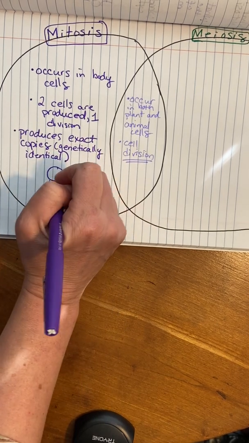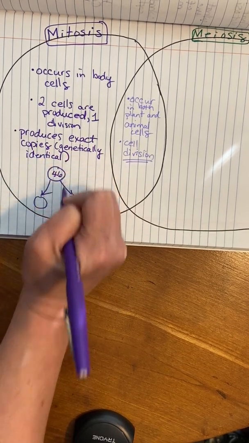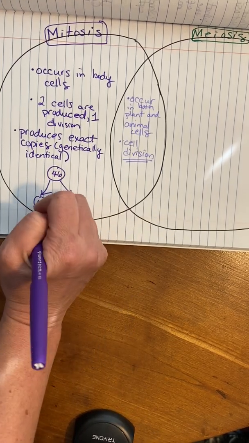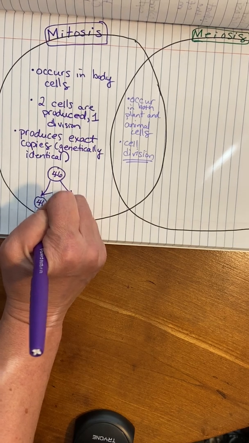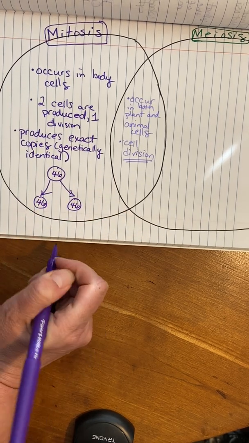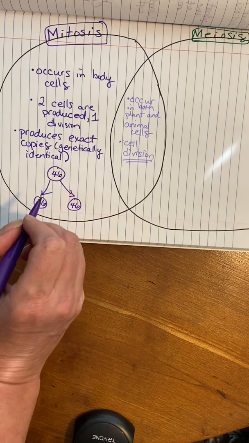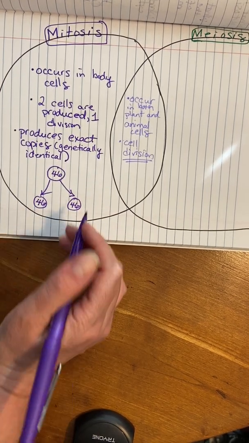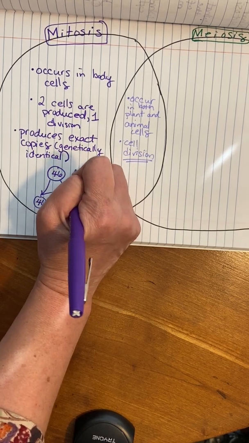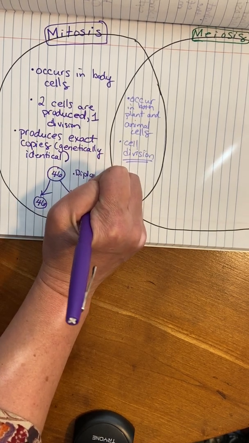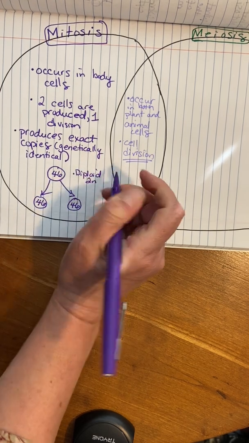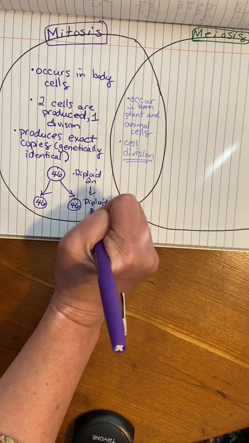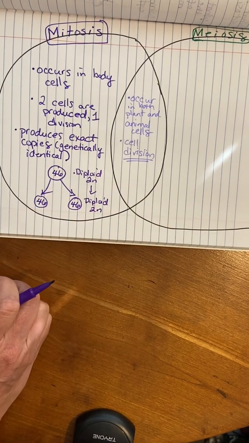They are the same. If I have 46 chromosomes in my cell like humans do, if my skin cells divide through this process of mitosis, my daughter cells also have 46. Remember, that's because you had DNA replicating at the end of interphase. Couple of other words: diploid, 2N, to diploid, 2N.